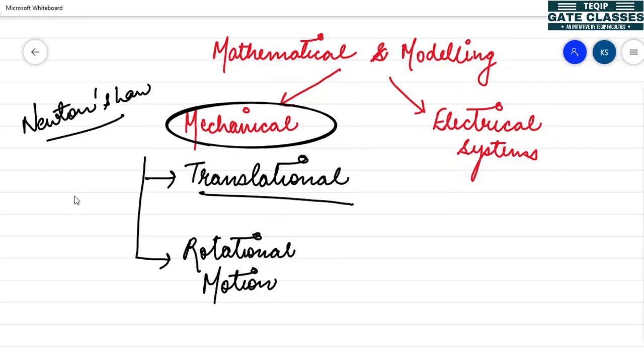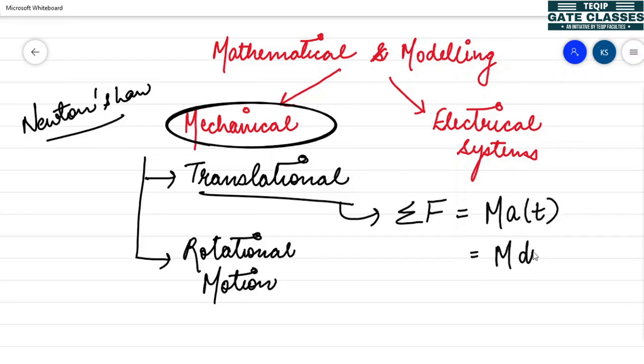So for translational system, Newton's law states that algebraic sum of force acting on a body is equal to mass into acceleration. This acceleration is first derivative of velocity, so it can also be written as m dv by dt, and in the term of displacement we can write it as m d2x by dt2.